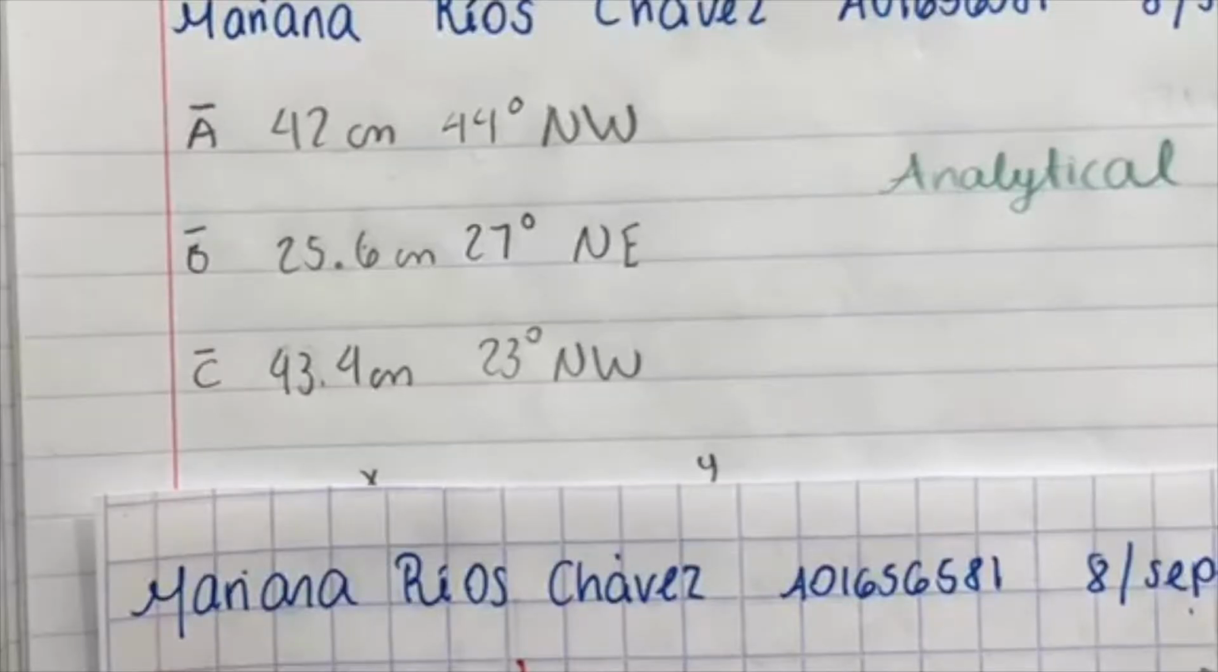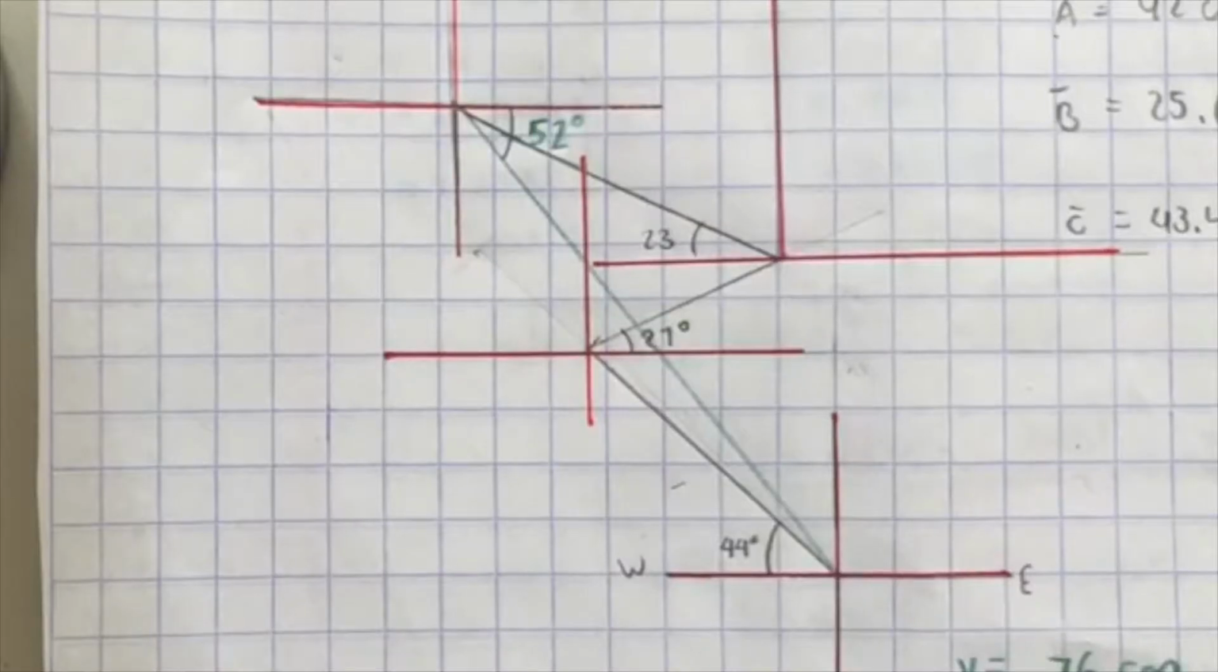Now for the resulting vector, the angle measures 14 degrees southeast, and the distance is 71 centimeters. Now we're going to calculate the resultant vector in a graphical and analytical way. The scale is going to be 1 centimeter equals 10 centimeters.